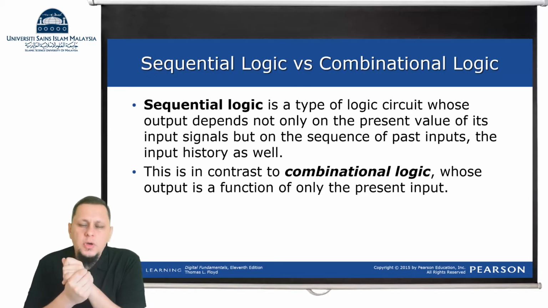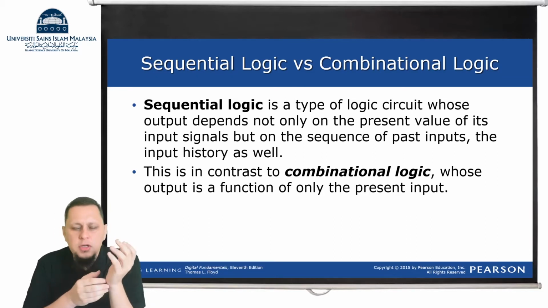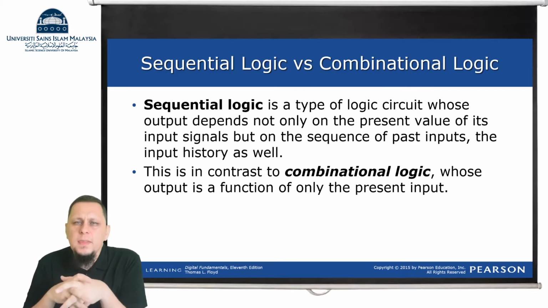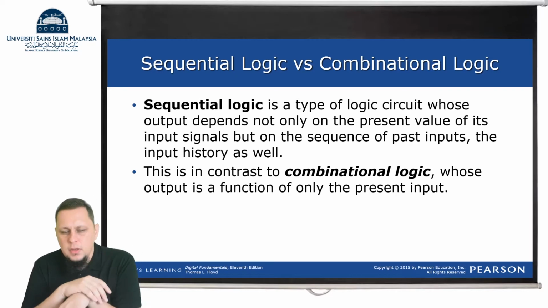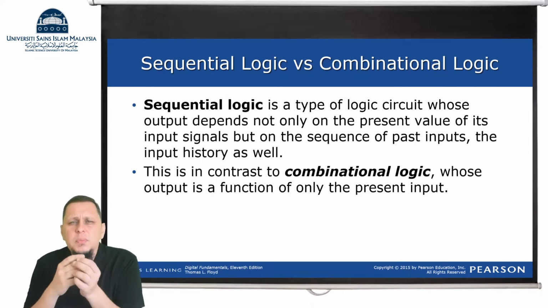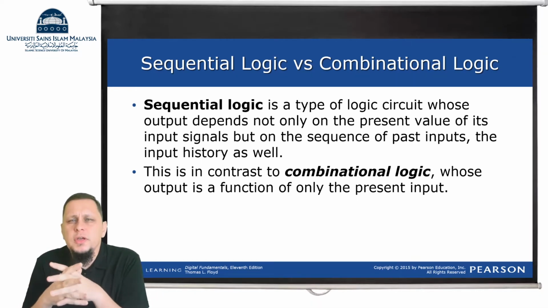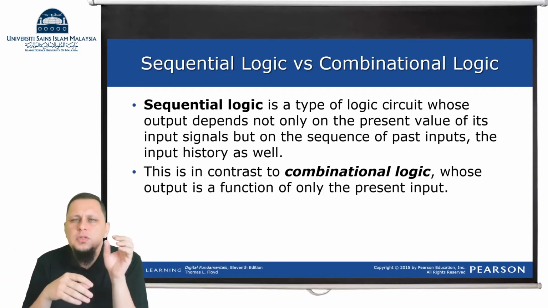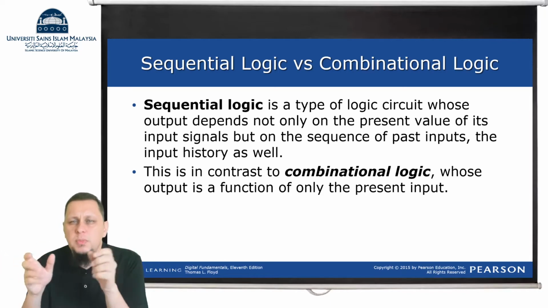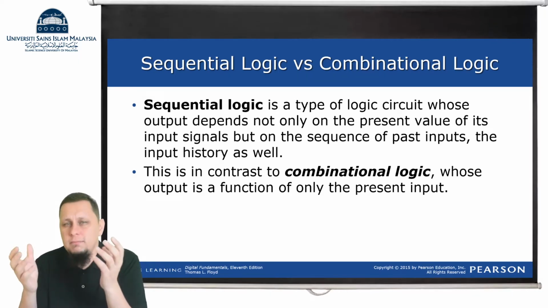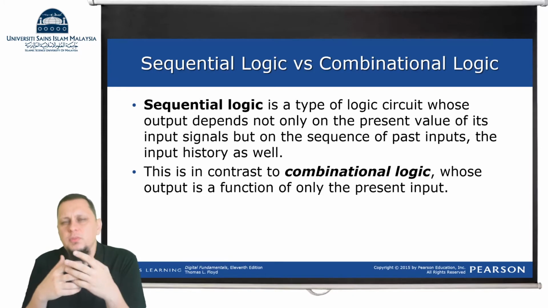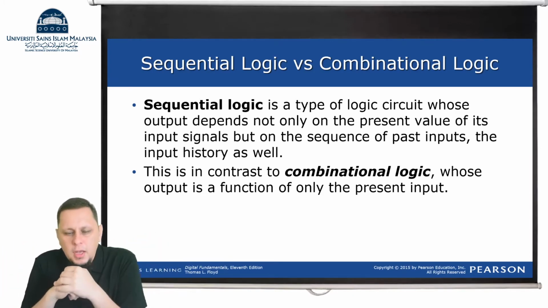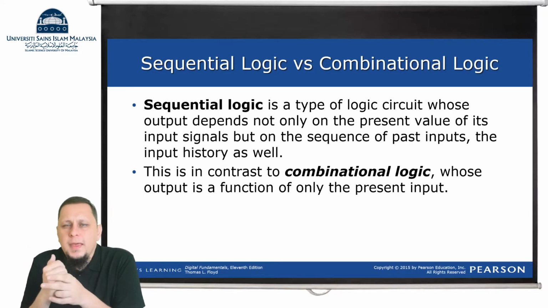In the case of sequential logic, the output depends not only on the input, but also on the past values of the input. So it depends on the sequence of the inputs, and the output does not change immediately. With combinational logic, as soon as you change the input, the output will change. But with sequential logic, it may not be like that. Depending on what kind of input you have, the output also depends on the previous input as well.